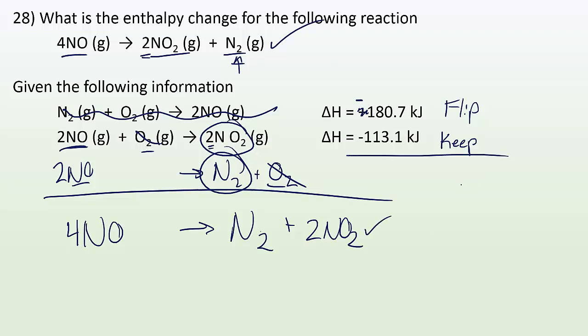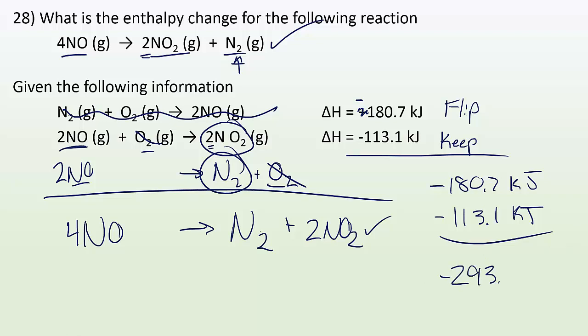So now I just got to combine these equations. I have a negative 180.7 kilojoules because I had to flip that first equation. I have a negative 113.1 kilojoules because I didn't have to do anything to that equation. And then I combine them and I get a negative 293.8 kilojoules. And that's how you do that.